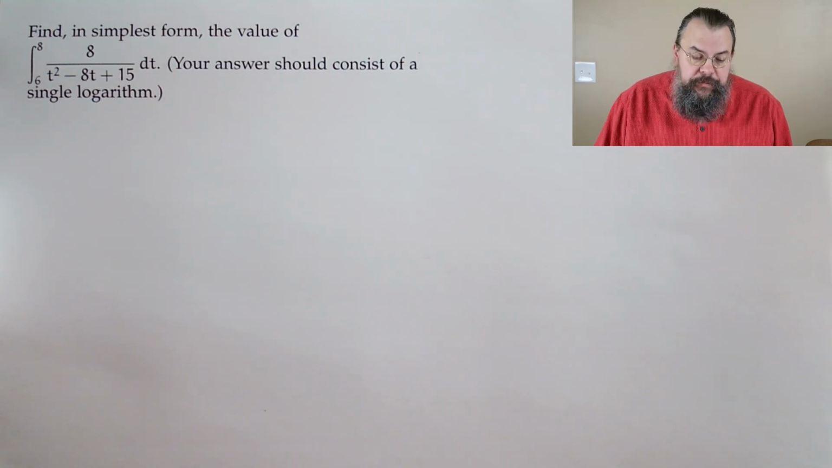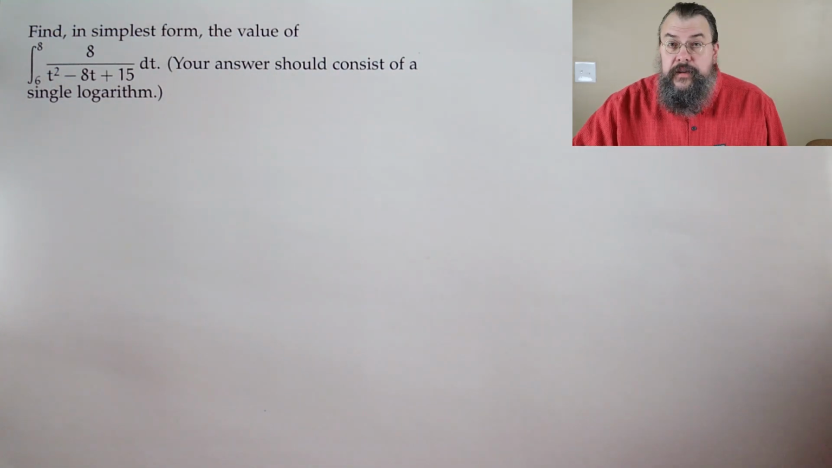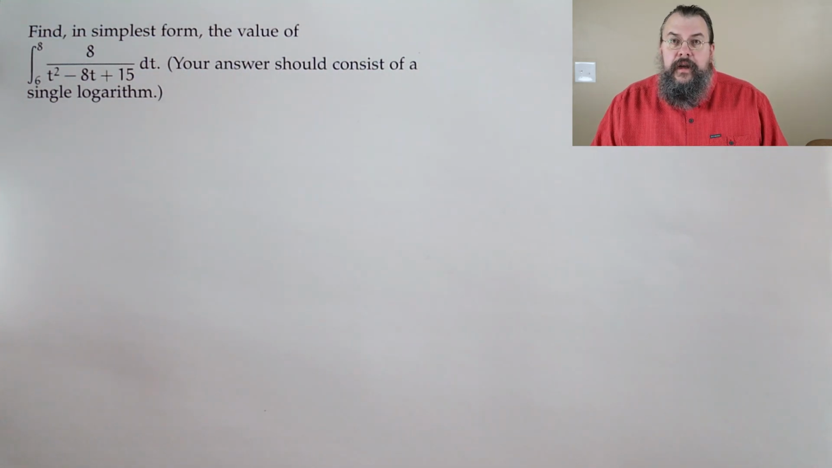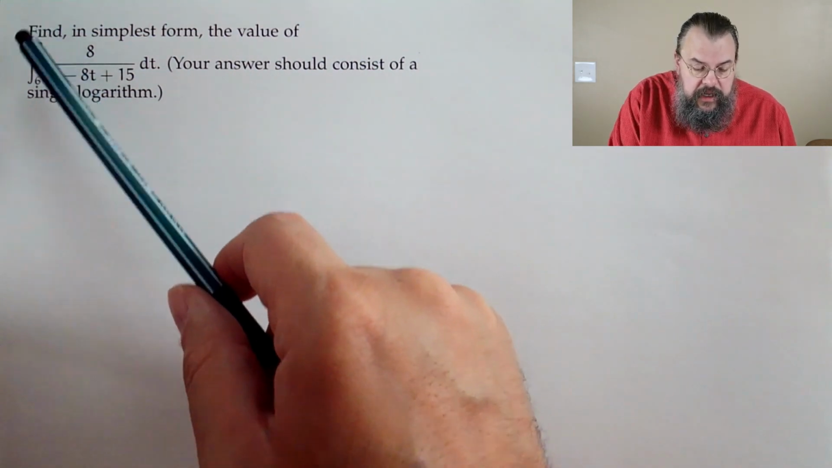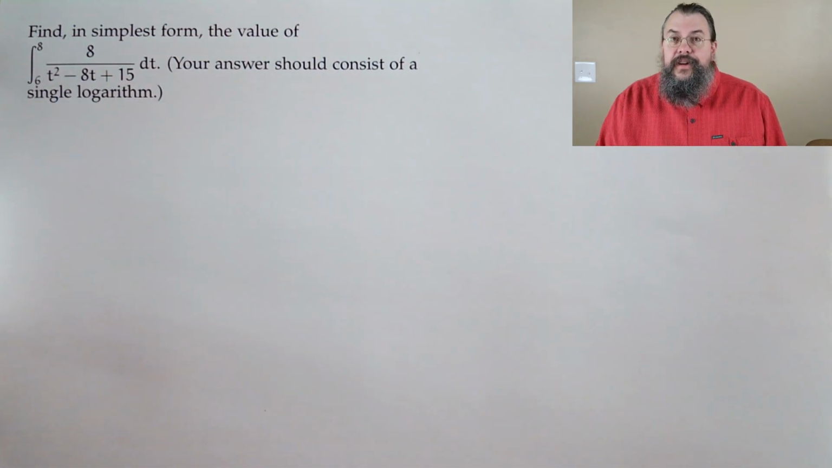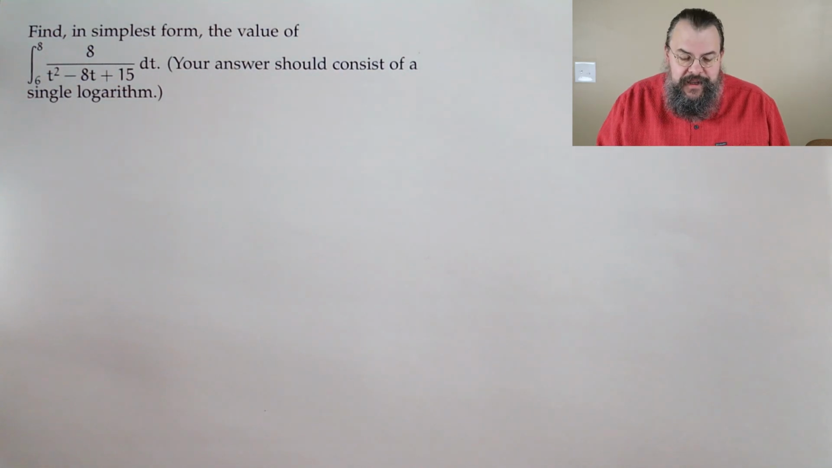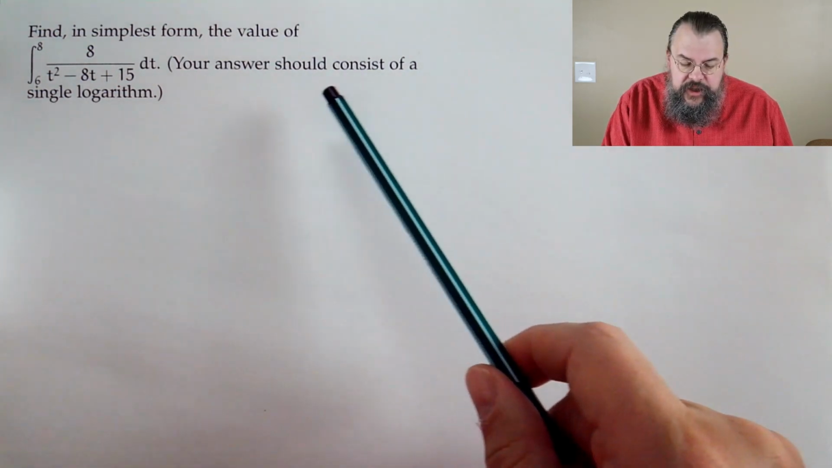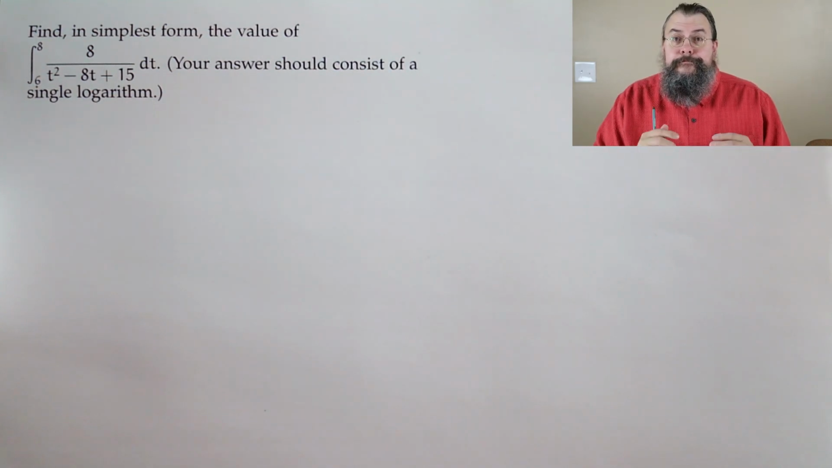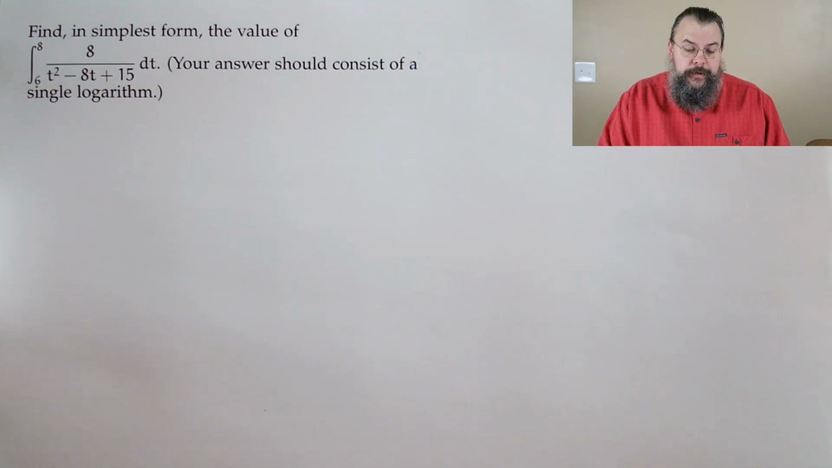Our first problem. Find in simplest form the value of this integral. And it's a definite integral, 6 to 8, 8 over t squared minus 8t plus 15 dt. And you might say, what does simplest form mean? It tells us our answer should consist of a single logarithm. Okay, well, I don't know. Let's see. Well, where to begin?